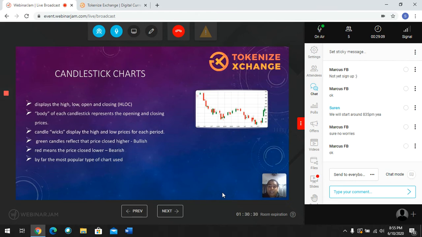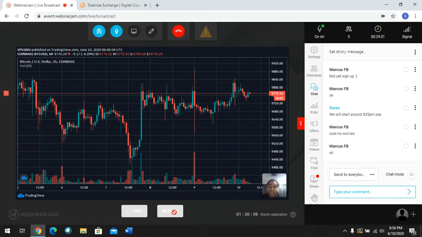A green candle reflects that the price closed higher, which is bullish. Red means the price closed lower, which is bearish. Candlestick is by far the most popular type of chart used by traders and investors. Probably using candlesticks, they are able to see the chart better. Let's see a sample of a candlestick chart. Ta-da! This is the candlestick chart. It gives you a clearer picture of what's happening to the trend of the price movement. This is the Bitcoin price today, which I took earlier.